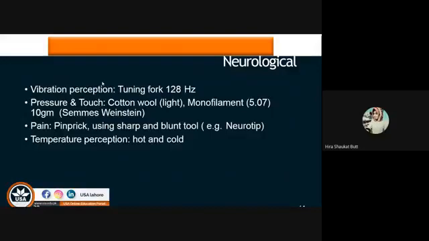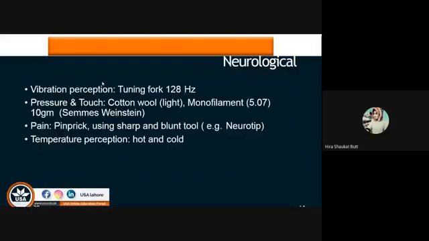Then what you have to do next is evaluate the sensation of pressure and touch. For that we need a monofilament, and we will place the monofilament on different positions on the plantar side of the foot. You can place the monofilament on the first, third, and fifth digit, or you can place it on the metatarsal head. You can place the monofilament on your midfoot medially or laterally, or you can place it on the dorsal aspect of the midfoot.